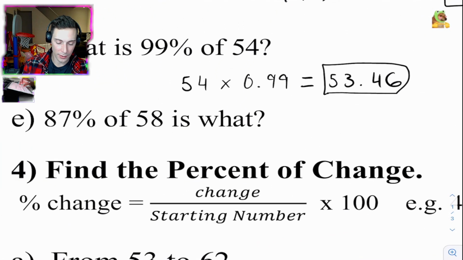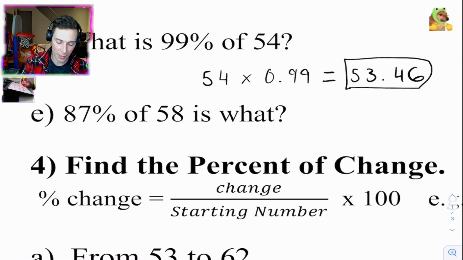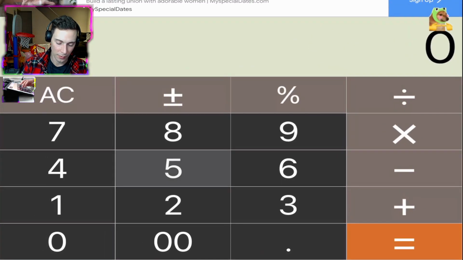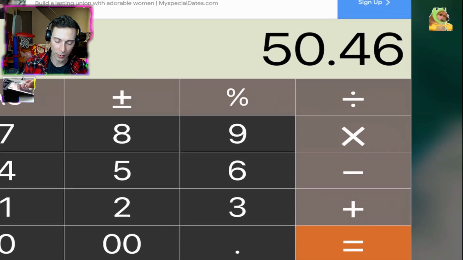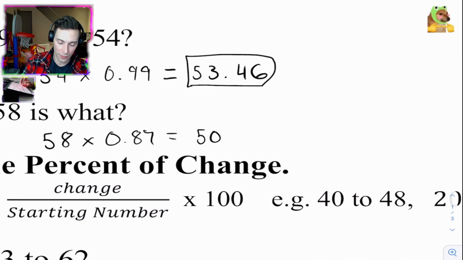87% of 58. Same old routine. Take our whole, multiply it by our percentage in decimal form. That gives us our part. 58 times 0.87 is 50.46.